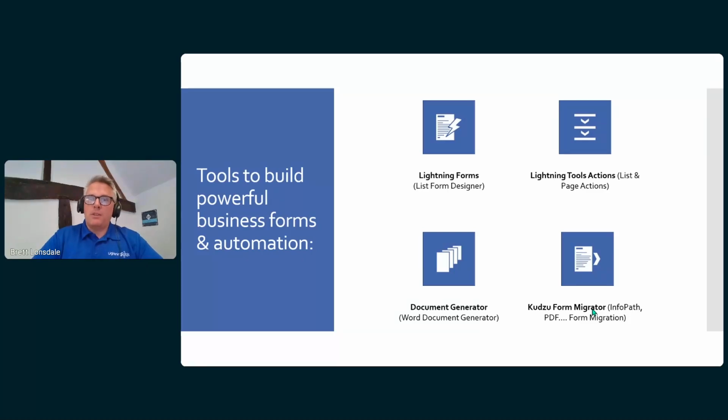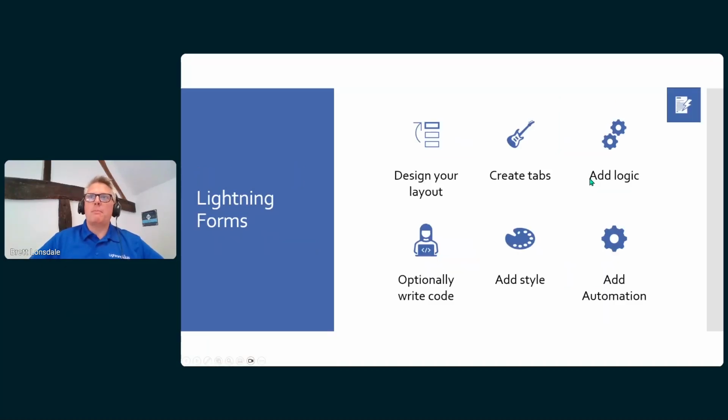Okay, so in terms of those products, as I mentioned, we've got the Lightning Forms tool, which is the list form design product. So that is Lightning Forms. We've also got Lightning Tools Actions. This is a product that you can use within SharePoint lists or libraries. So you're going to be using that to create command bar buttons as SPFx extensions. You can fire off lots of different actions against your list items. So this could be not just a single item, but multiple items inside a list or a library. The document generator, which can be used with Lightning Forms or with Lightning Tools Actions, or of course both. And then there's the Kudzu form migrator as well. So these are the four main products that we'll be taking a look at.